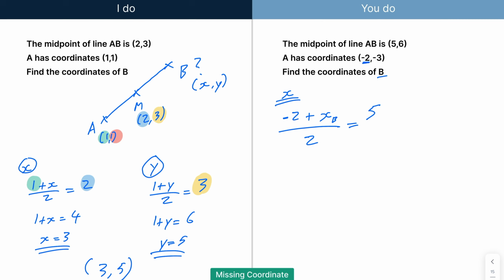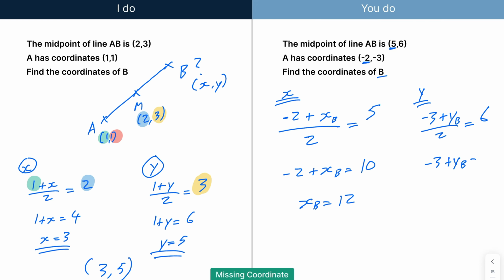So for x, all I've done is look at the x value of the midpoint and the x value of coordinate A, and used the formula. That now becomes -2 plus xb is equal to 10. And that means xb must be 12. And for y, the exact same thing. Now we're looking at the y coordinate. So that's -3 plus the y coordinate of B, divided by 2, is equal to 6. That is -3 plus yb is equal to 12. And that means y is equal to 15. So the missing coordinates are 12 and 15.